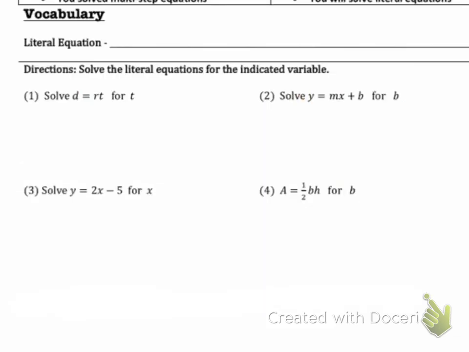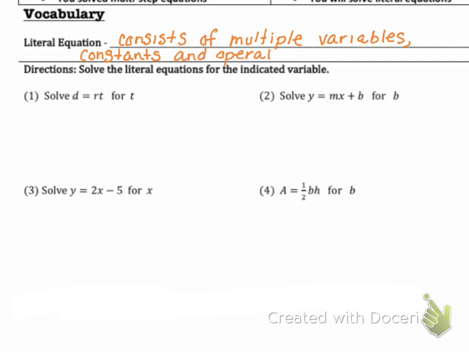So let's dive into this whole literal equation thing. Like I said, a literal equation is an equation that consists of multiple variables. We can even say constants sometimes. So variables, constants, which are just numbers, and operations. But commonly we see equations that are just all variables.